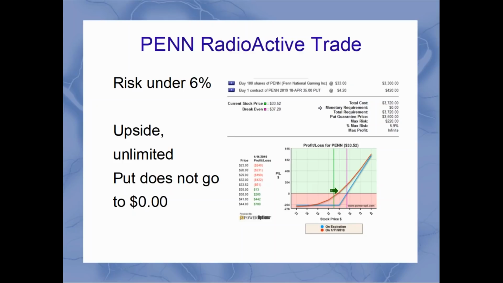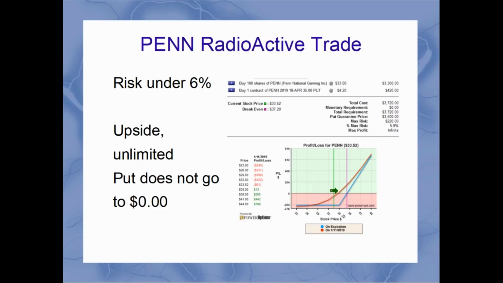January 11th, 2019, the halfway point between today and April expiration, even if the stock's trading right at 35, I'm going to be about at break even because the put still has 4 months of time value in it. That didn't disappear on me. That 2.20 is the time value. That is my true risk on the position, but it doesn't just go to zero.